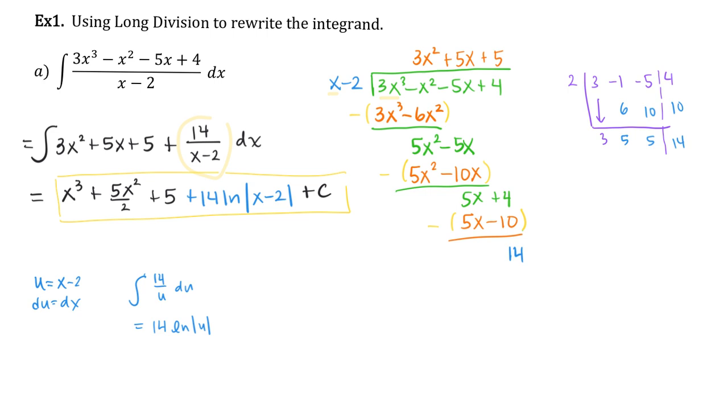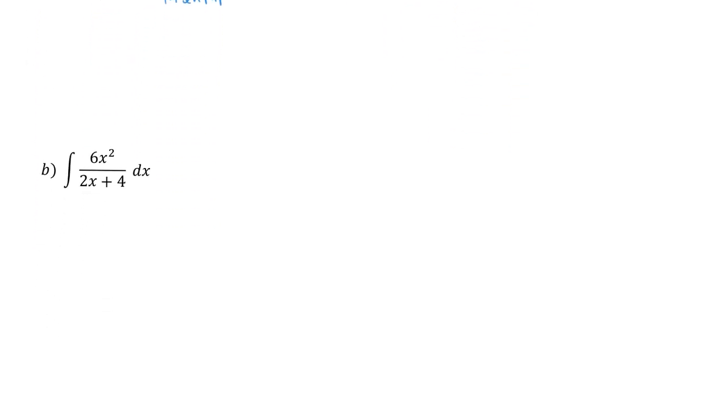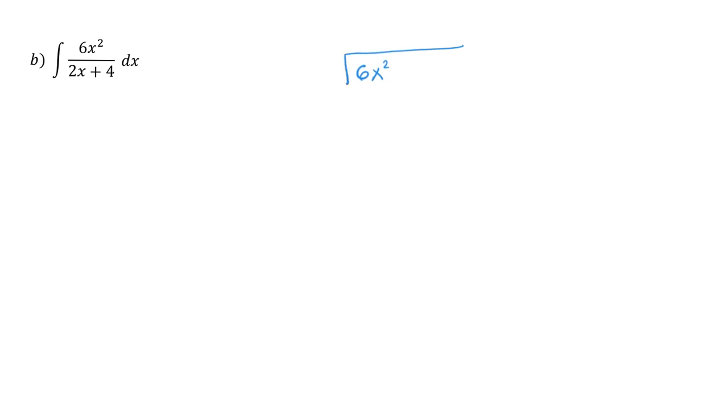Okay, let's try one more like this, just to practice. So b, the integral of 6x squared over 2x plus 4. Since the degree on the top is higher, I'm thinking long division. Okay, so let me do this on this side. And I'm going to divide by 2x plus 4.